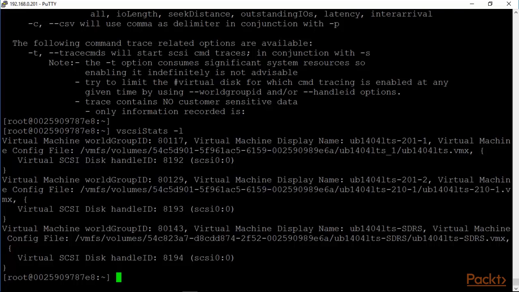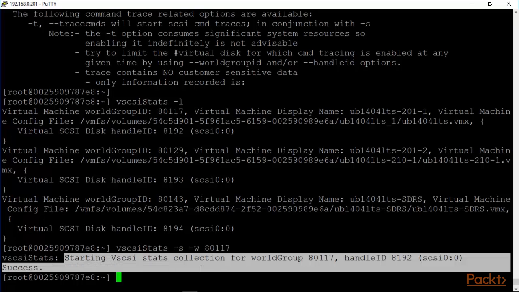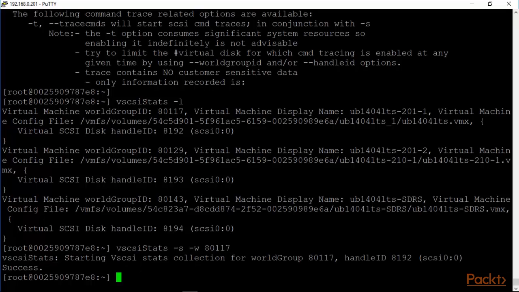So one world group ID is 80117. Let's remember this, and let's start the data collection for this world ID. The command is quite simple: vscsiStats dash s for start, dash w for the world ID, which is 80117, and this starts the data collection. So starting the vscsiStats collection for world group, and handle ID is 8192, which basically is the virtual SCSI disk, this one here. Okay, so it started successfully.